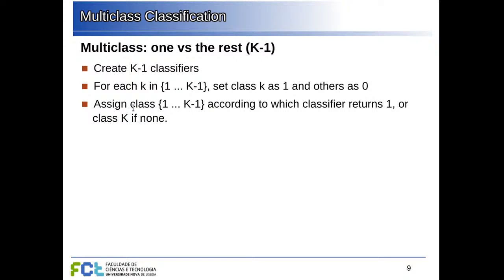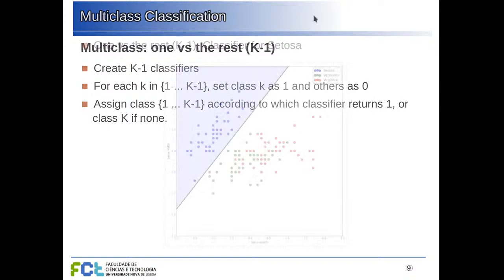And then we can assign the class according to which classifier considers an example to belong to its particular class. If none of these k minus 1 classifiers thinks that the example belongs to its class, then we attribute the class that is left out, class k, the last one. So this would be the idea.